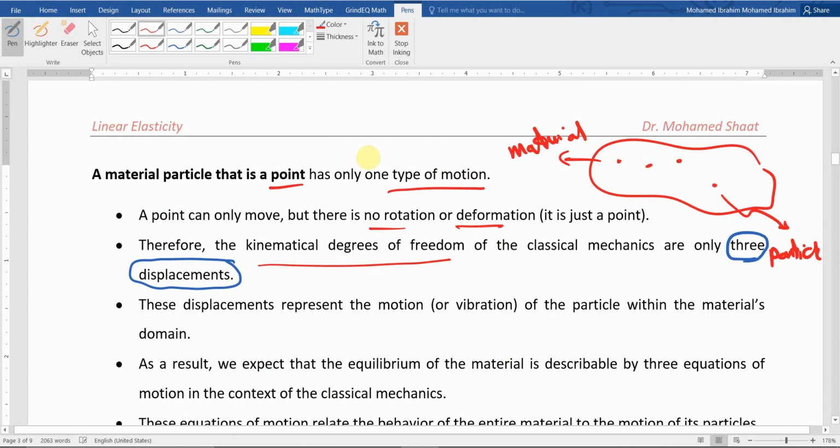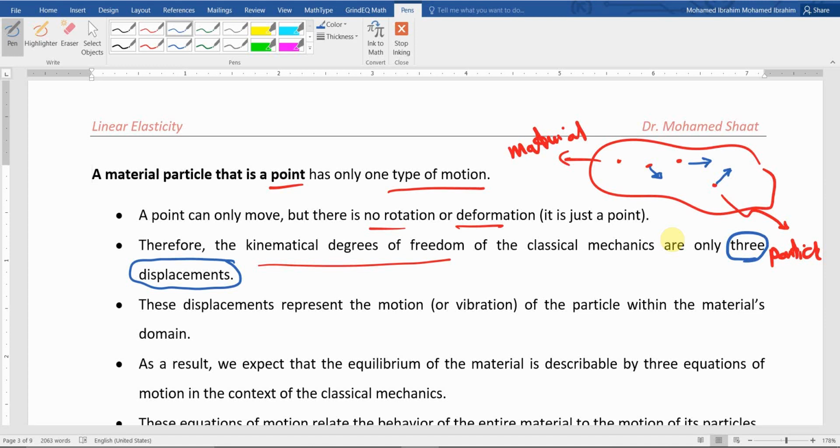And according to classical mechanics, each of these particles will move. You're going to see that this particle is moving in this direction with a displacement. This particle is going to move in this direction with another displacement. This one is going to move in this direction with another displacement. So we're going to end up with some changes in the shape of the entire material because of the motion of these particles, right?